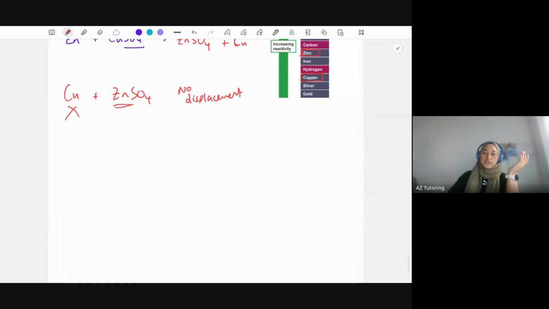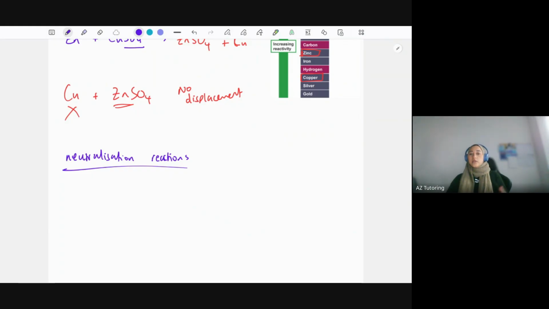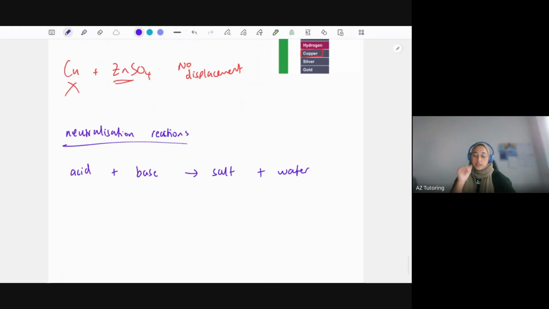Let's talk about neutralization reactions as well. So neutralization reactions. Now, a neutralization reaction is to do with acids and bases. We spoke a little bit about pH yesterday in the biology class as well. An acid is something with a low pH, and base is something with a high pH. And if we react them together, what we get is a salt plus water. That's a reaction we get.